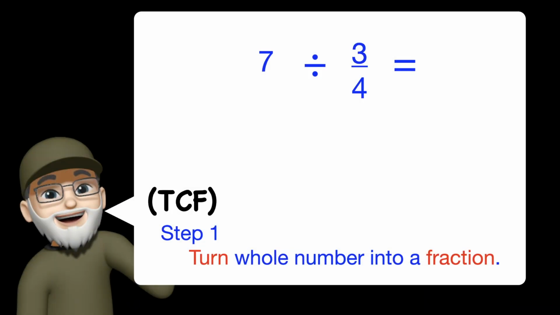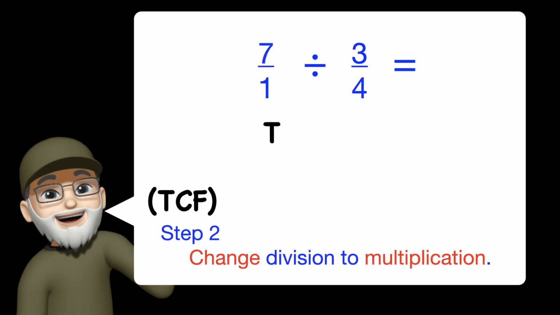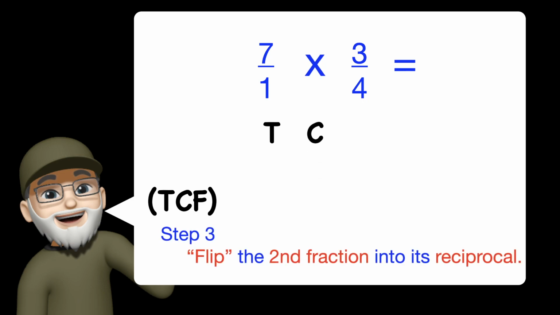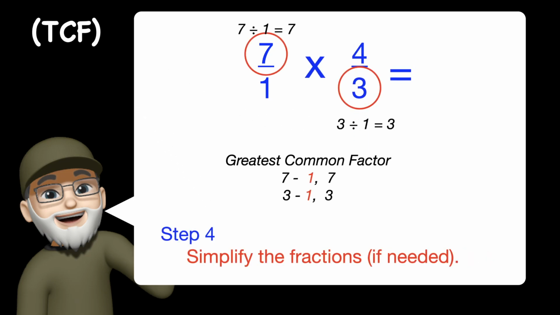Problem 2, 7 divided by 3/4. We turn the whole number into a fraction. We change division to multiplication, and we flip the second fraction over into its reciprocal of 4/3.